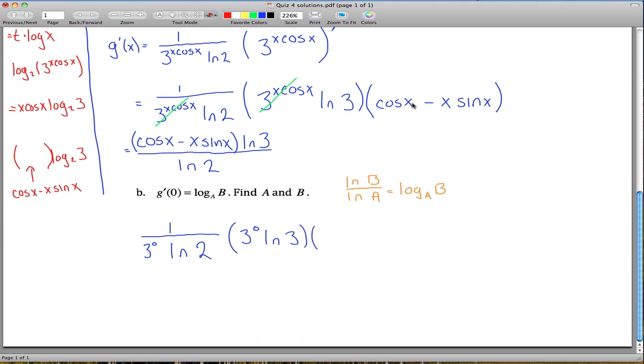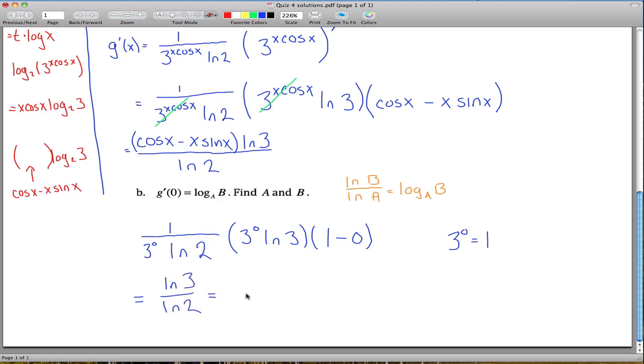And then we got cosine of 0. I think I told you that's equal to 1. Minus 0 times, this ends up being 0 also, but it doesn't matter because 0 times anything is 0. So you get this mess here. And then if you remember that any number other than 0 raised up to the 0 power is just equal to 1, this is a 1 and this is a 1. So this all simplifies to just natural log of 3 divided by natural log of 2.